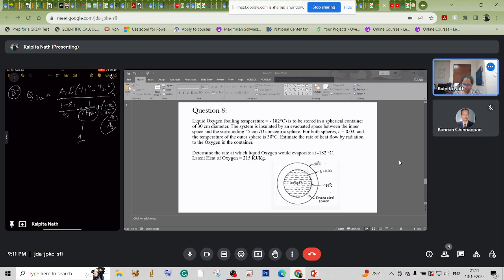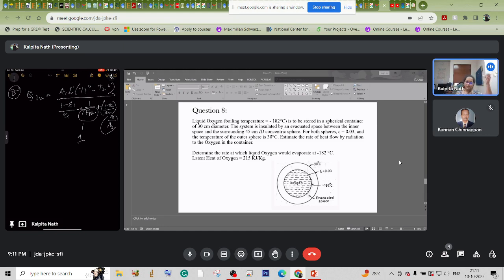Now epsilon 1 and epsilon 2 are already given, the temperatures are also given, so Q can easily be calculated, right? And if Q can be calculated, then that Q is traveling from the outside. The outside temperature is high, so heat will travel from the outer surface to the inner surface, right? So we'll eventually get a negative sign on the heat transfer.